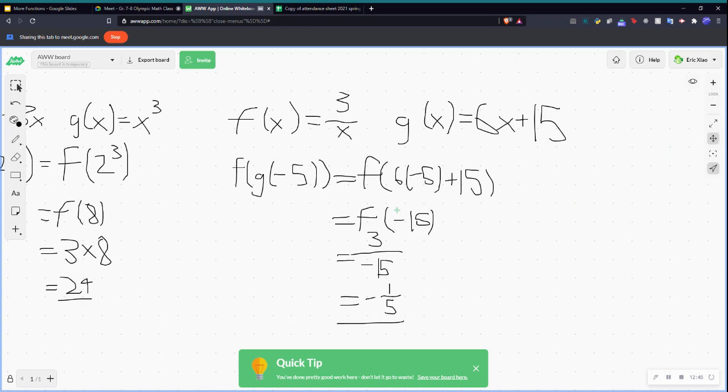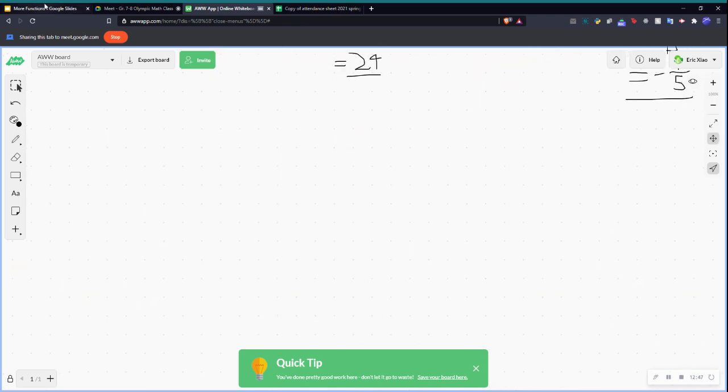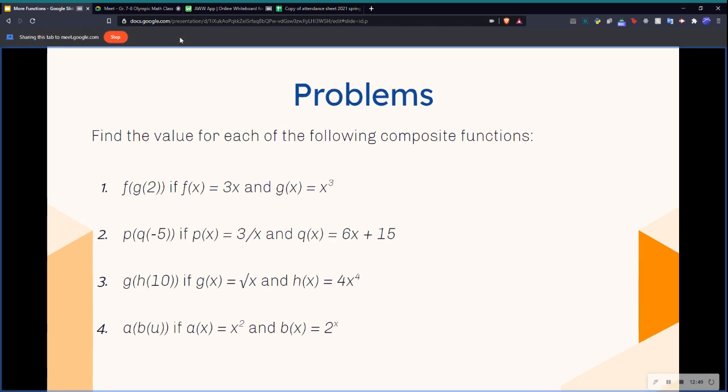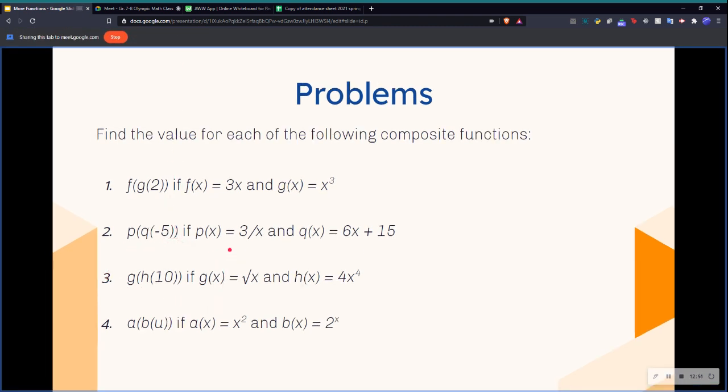All right, that was fairly straightforward. Make some space for the third question. So someone tell me what they got for question 3.